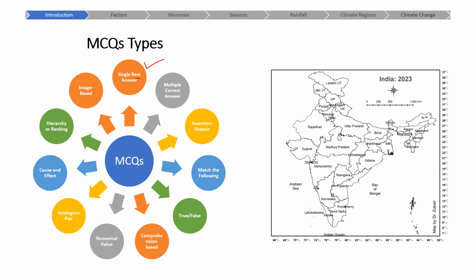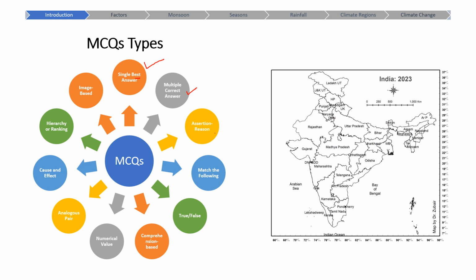And there may be multiple correct answers. For instance, which of the following are the major factors responsible for the onset of the monsoon in India? There may be four factors given. Then you have to choose exactly the right factors. Multiple correct means your answer may be A B, or B C, or maybe C D, or maybe none of the above. So this is what multiple correct answers are.